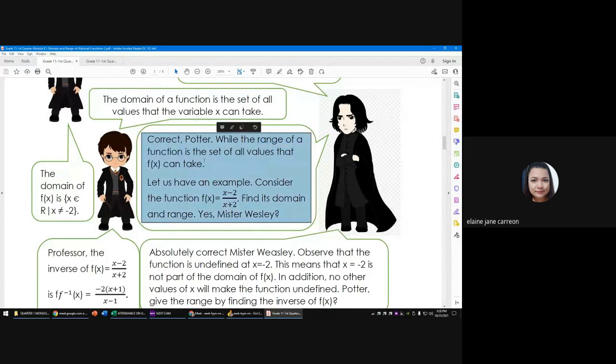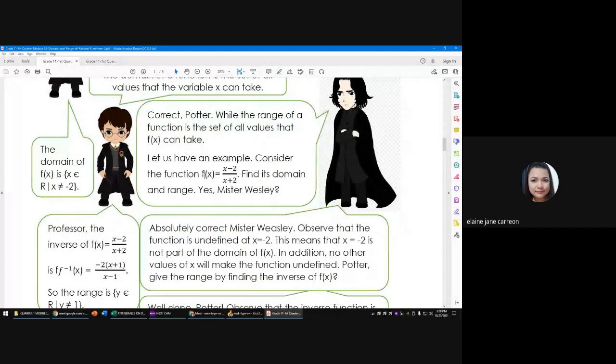The professor says the range of a function is the set of all values that f of x can take. So the range is defined as the set of all values that f of x can take. While Harry Potter said the domain is the values that can be substituted for the variable x, the range is the list of all possible values that f of x can take. I hope you understand that. Earlier, the domain was only about the variable x; now the range is all possible values that f of x can take. That is the range.